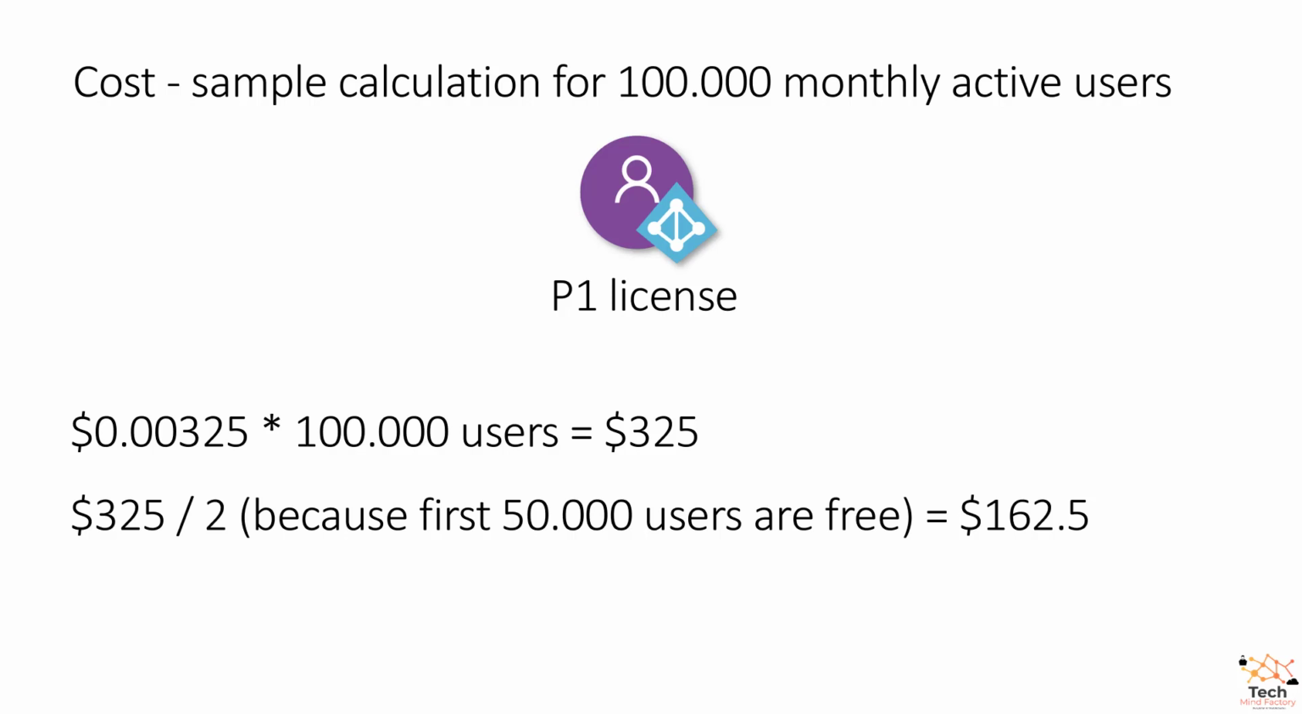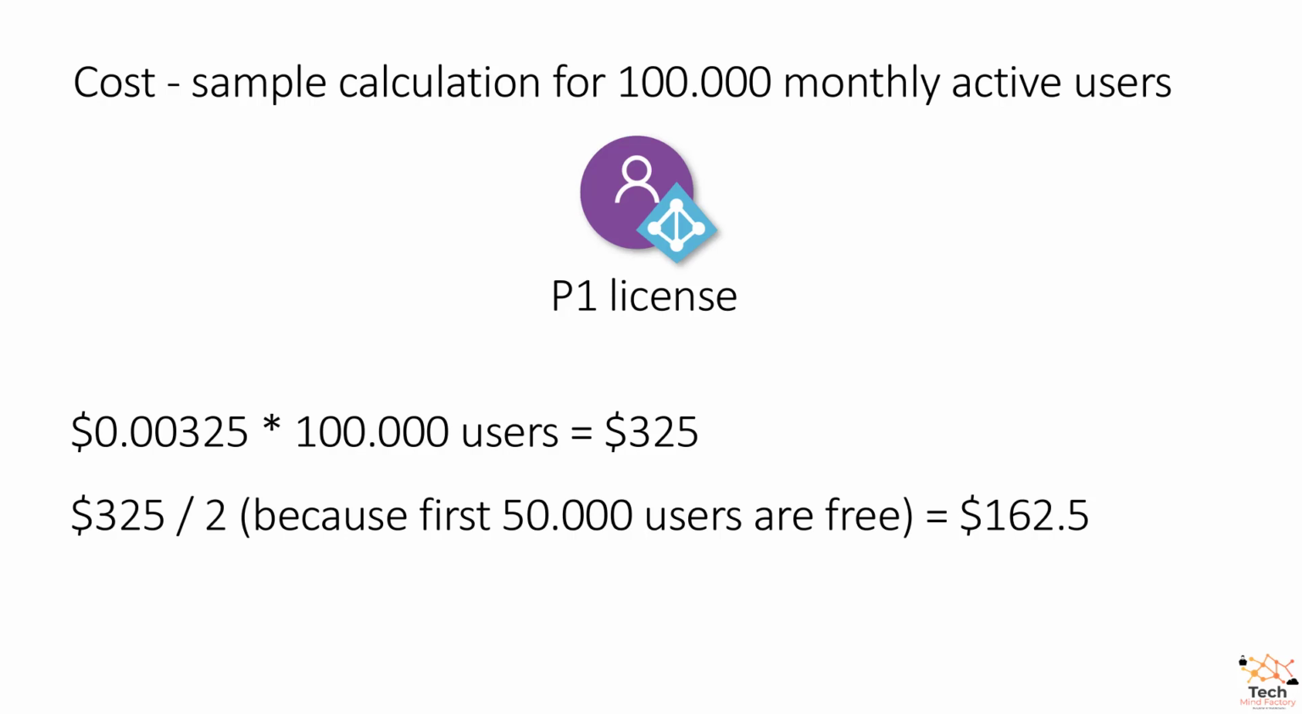So we take the price of 1 monthly active user for the P1 license, and we multiply it by 100,000 users. So for 100,000 monthly active users in Azure Active Directory B2C for the P1 license, we are going to pay $325. Yeah? But, as I mentioned, first 50,000 users are for free.